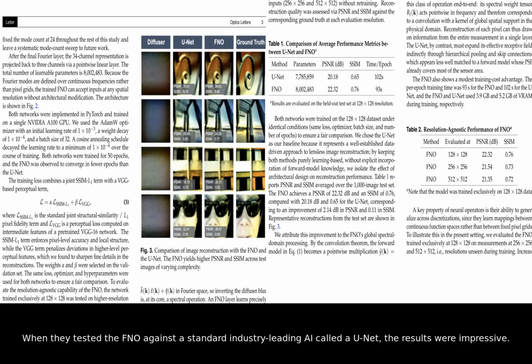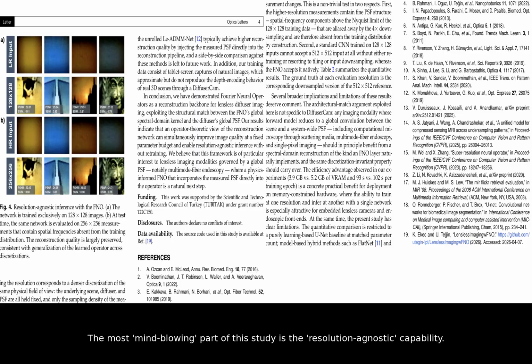When they tested the FNO against a standard industry-leading AI called a UNet, the results were impressive. The FNO produced much sharper images with higher accuracy across various complex scenes. Even more surprisingly, the FNO was faster to train and used significantly less computer memory. The most mind-blowing part of the study is the resolution-agnostic capability.